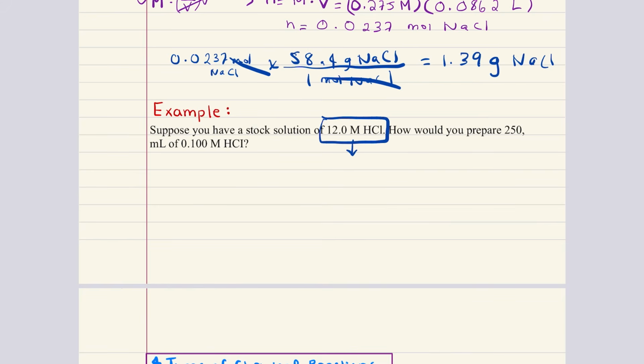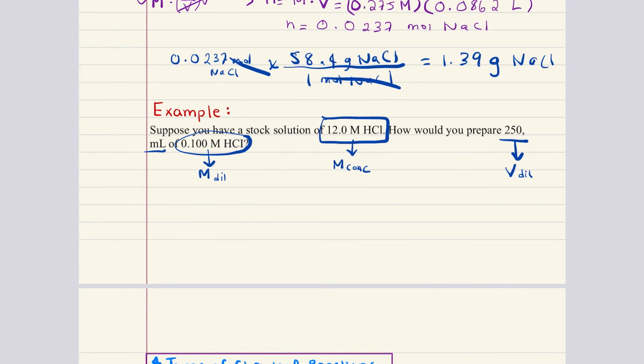This is your molarity of your concentrated solution. And now what you want to do is take that very concentrated solution and prepare 250 milliliters of a less concentrated solution. So this is your molarity of your diluted concentration, and you want exactly 250 milliliters of that. So this is your volume of your diluted solution. What you're trying to figure out is how would you prepare that?